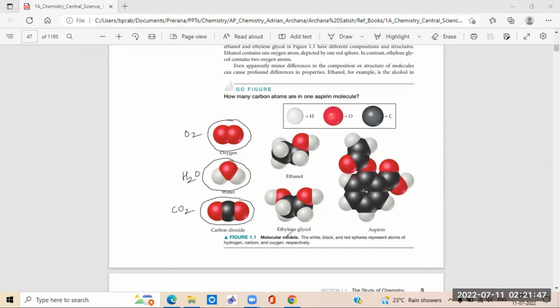This is ethanol, then ethylene glycol. Here the white spheres are hydrogen, the red are oxygen, and the black are carbon. So we have different compounds like ethanol, ethylene glycol, and aspirin. The white, black, and red spheres represent atoms of hydrogen, carbon, and oxygen respectively. Now, if you go to see how many carbon atoms are present in one aspirin molecule, this is perfectly one aspirin molecule. So Ria, can you tell me what is the number of carbon atoms present in this one molecule of aspirin?